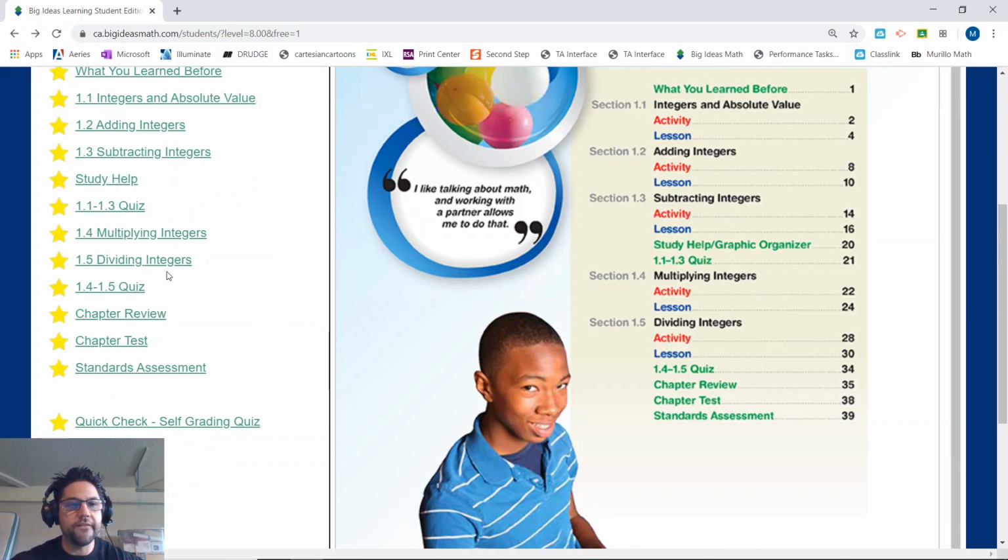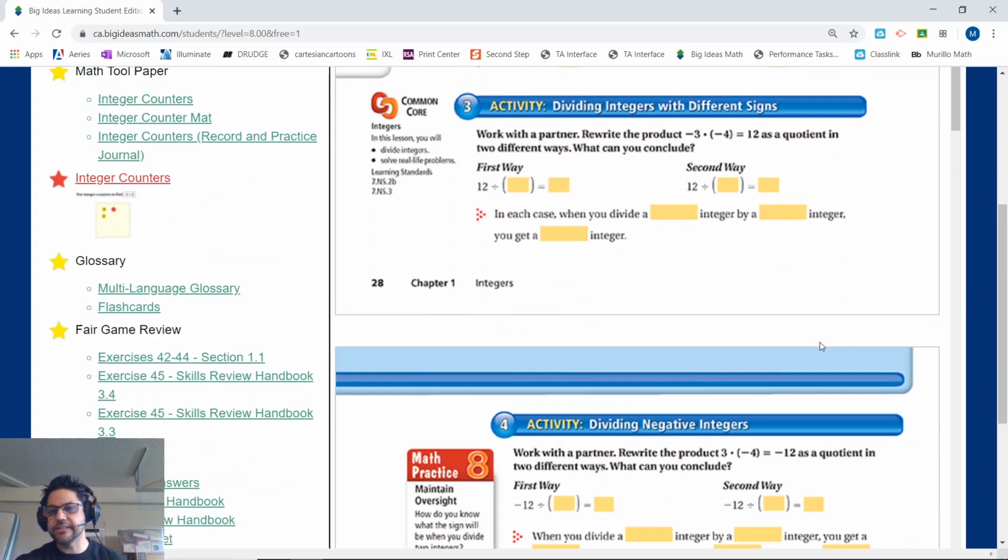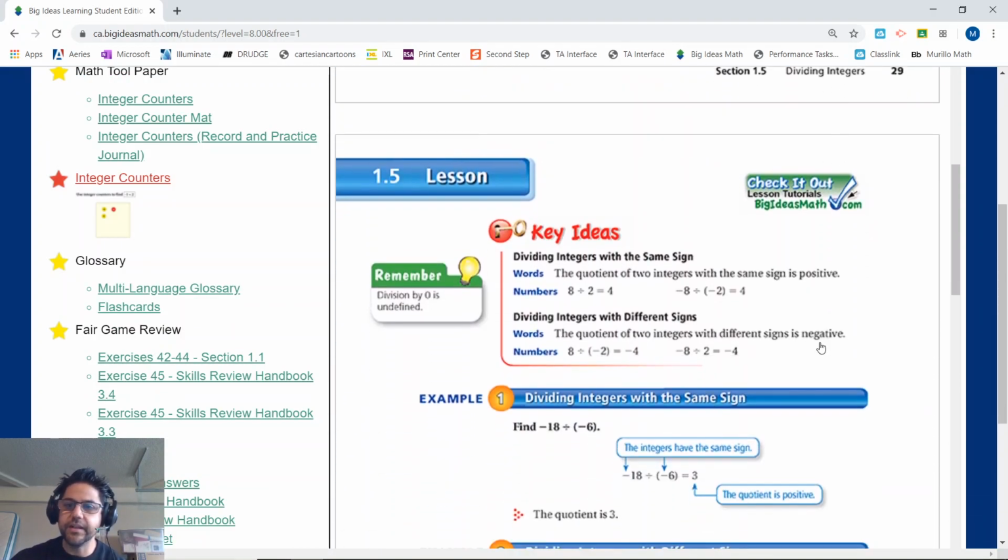Looking at 1.5, dividing integers, it's the exact same thing, except you're using division. The sign rules are the same. If I'm dividing, the quotient of two integers with the same sign is positive. So positive, of course, and negative divided by negative is also a positive. Different signs, negative answer. So again, same rules as multiplication. The easiest way I think students can do it is same sign positive, different signs negative. Now remember, this is only for multiplication and division.